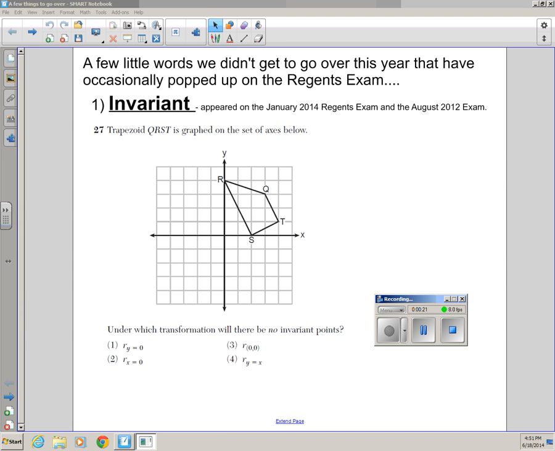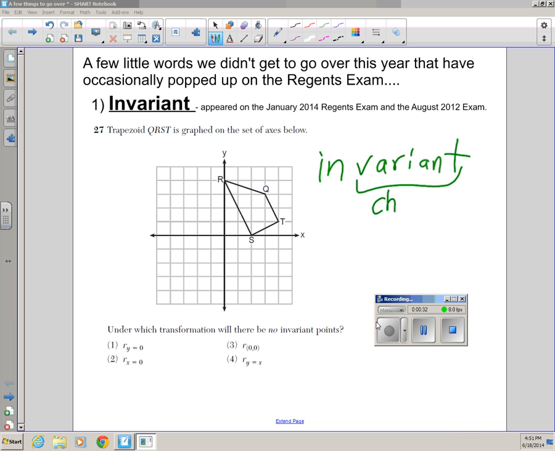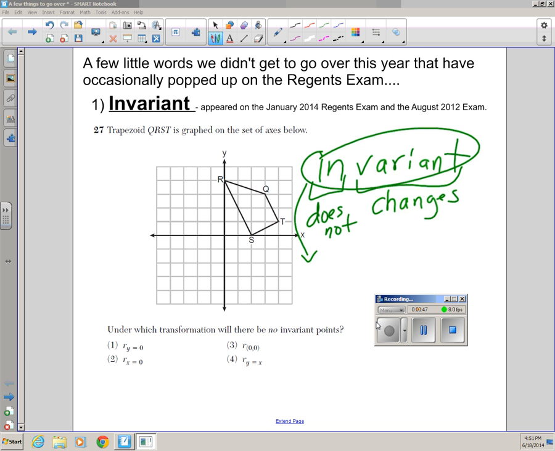So, for example, here's my first word, invariant. Variant is like variable, something that changes. When you put "in" in front of a word, for example, insubordinate is a kid who does not listen to me. "In," as a prefix, means "does not." So invariant is something that does not change. That's all it means. For example, the fact that I have no hair is invariant. That's not going to change.